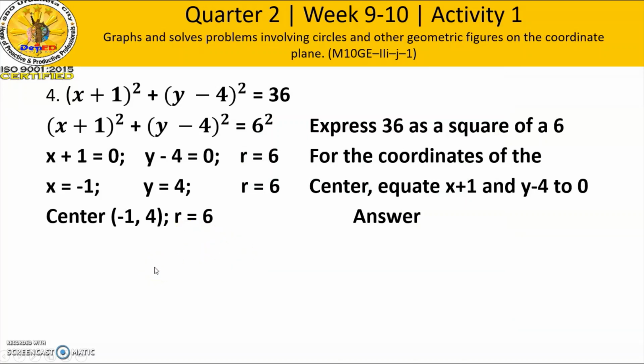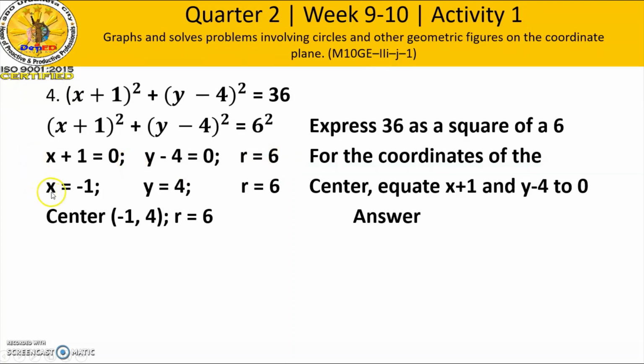For number 4, we have (x plus 1) squared plus (y minus 4) squared equals 36. Since we already have a perfect square trinomial, we just have to express the value 36 in the form r squared. So, the square root of 36 is 6. So, we now have the value of the radius r equal to 6.